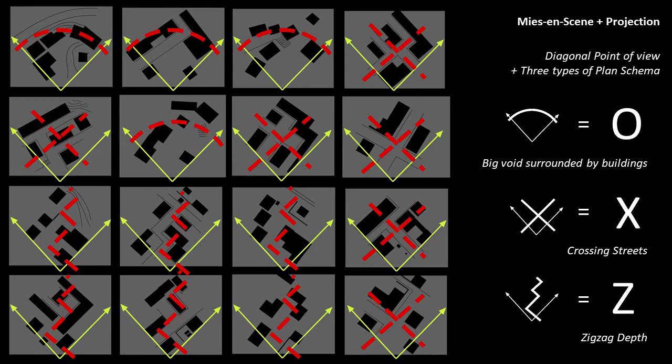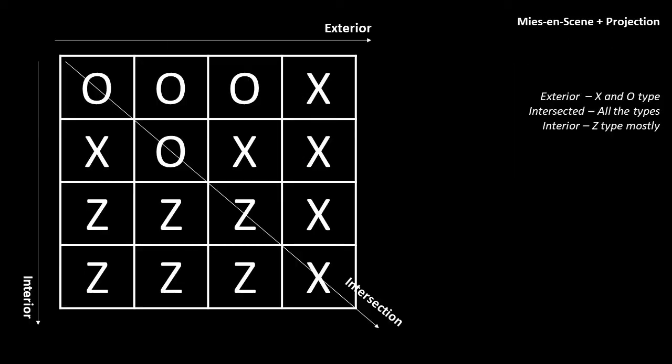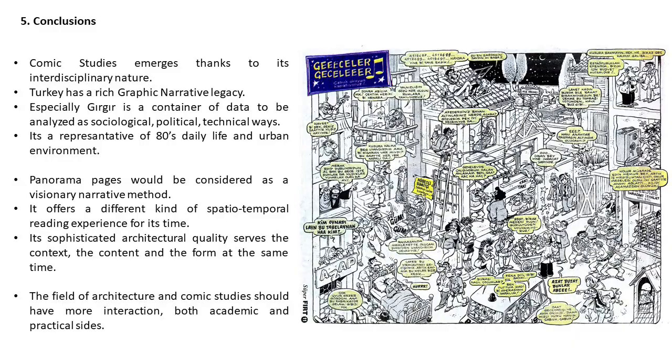The first one is O-type, which is a big void surrounded by buildings. The second one, X-type, includes crossing streets in different directions. And the last one, Z-type, creates a depth with zigzag-located building blocks. As we put this finding on the chart, we can say that these plan types change according to the theme itself. If there are more exterior settings, he mostly uses X and O types. At the intersection, all the types are useful, but if there are so many interior jokes, he creates the urban atmosphere using the Z-type plan.